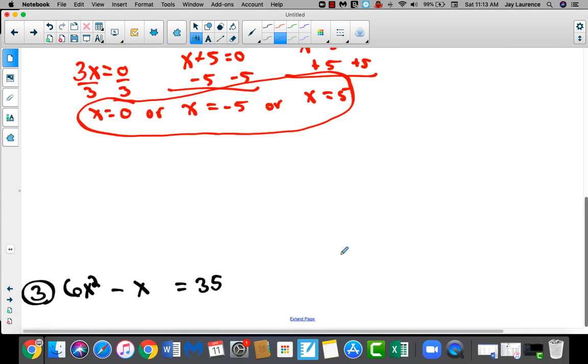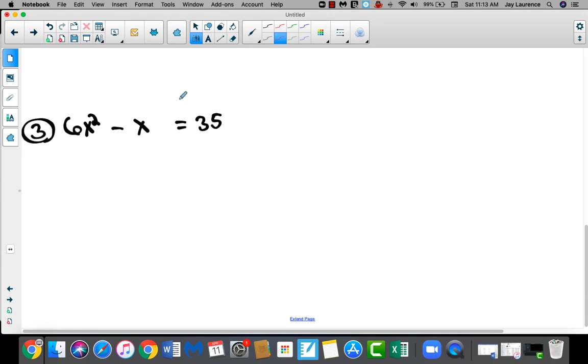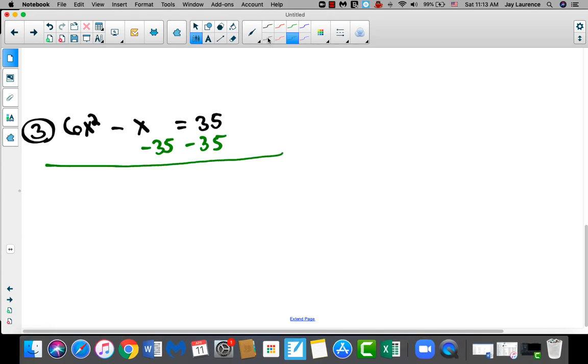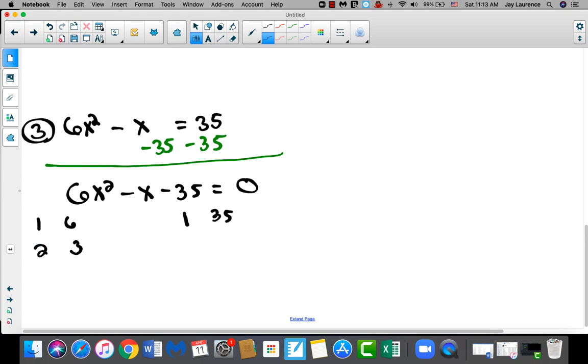Okay, now problem number 3. There's something different here. It doesn't equal 0. This is a problem. We need this to equal 0, so I'm going to subtract 35 from both sides. Yeah, when solving a quadratic equation by factoring, you must have it equal to 0. So we have 6x squared minus x minus 35 equals 0. All right, so I'm going to list the factors of 6. List the factors of 35. Going to multiply. Let's see here.